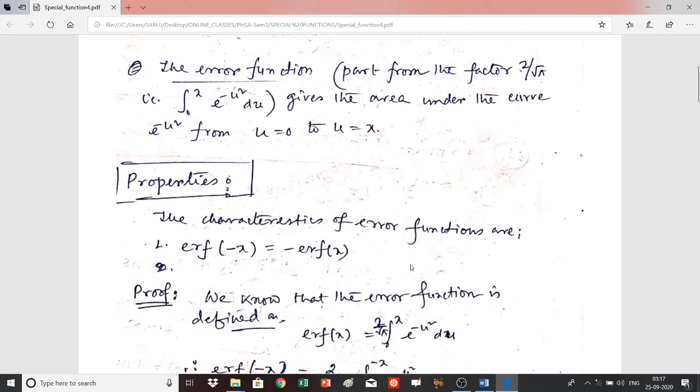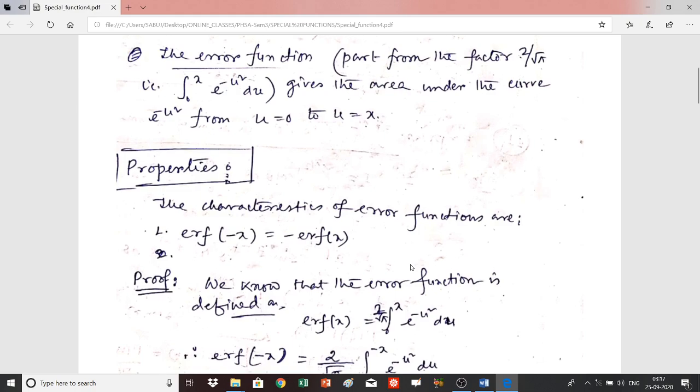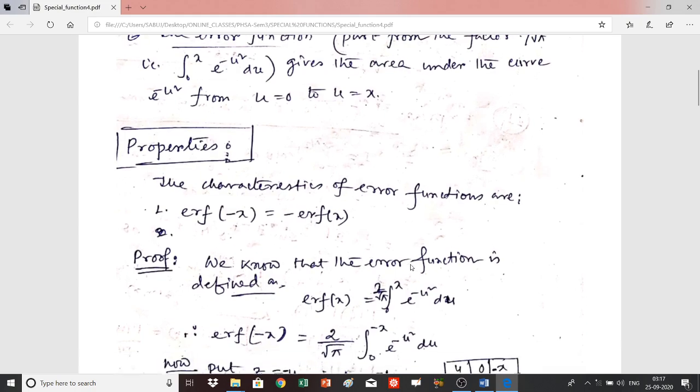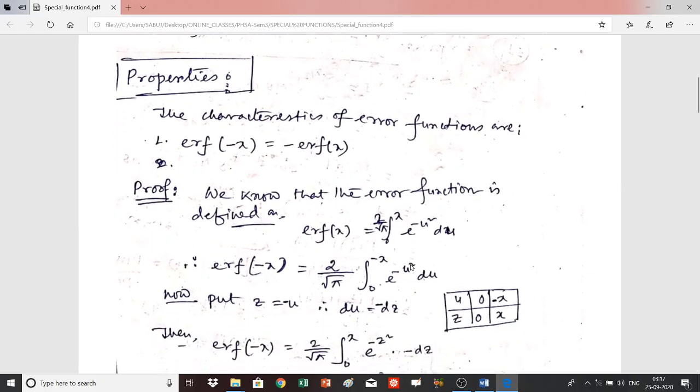From the first one, one of the most important characteristics of the error function is erf(minus x) equals minus erf(x). That is, in this case, the symmetry property is not preserved. So here we have to prove that the error function of minus x equals minus the error function of x. Now we know from the definition that erf(x) equals 2 by root pi, integral from 0 to x of e to the power minus u squared du.